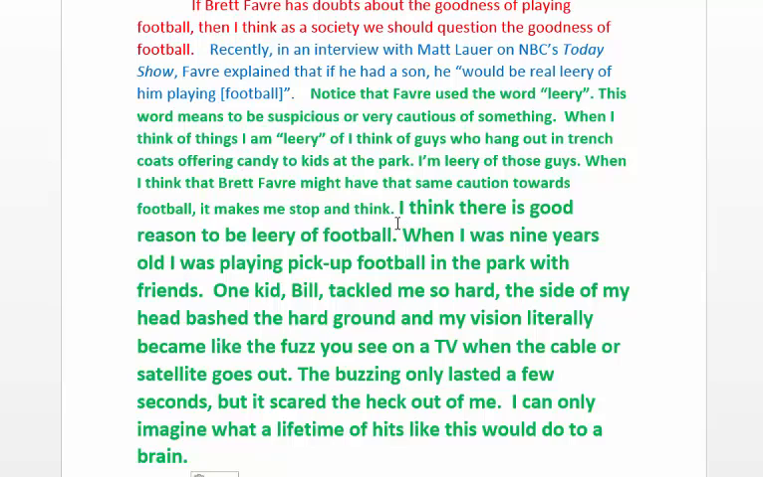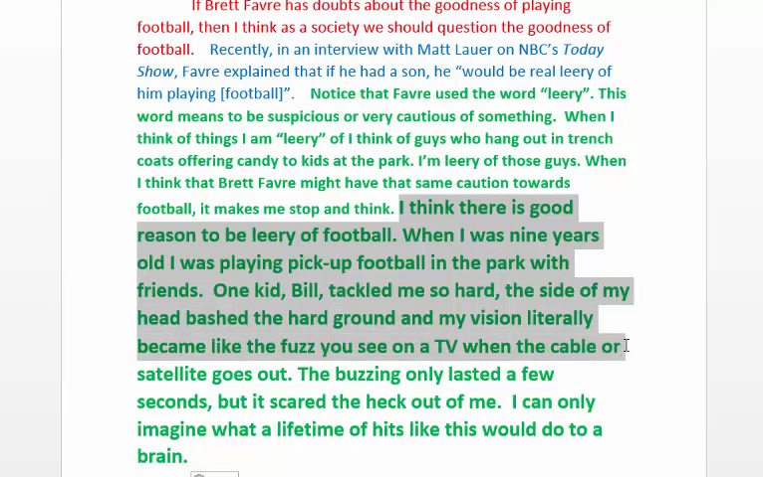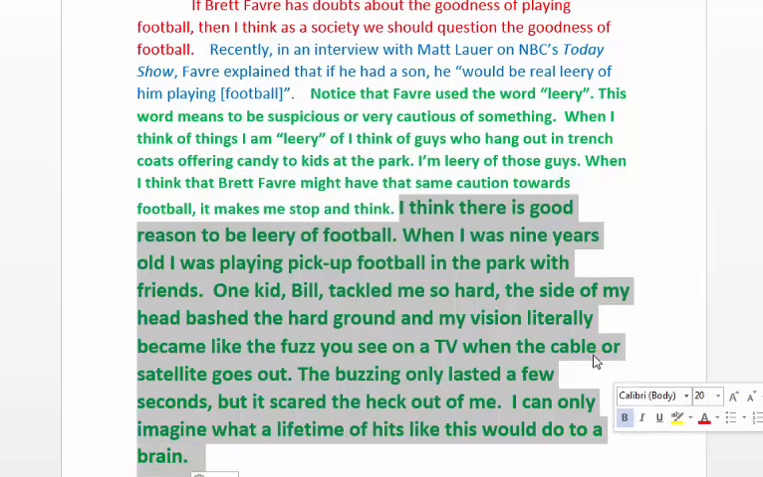I think there is a good reason to be leery of football. When I was 9 years old, I was playing pickup football in the park with my friends. One kid, Bill, tackled me so hard the side of my head bashed the ground, and my vision literally became like the fuzz you see on a TV when the cable or satellite goes out. The buzzing only lasted a few seconds, but it scared the heck out of me. I can only imagine what a lifetime of hits like this would do to a brain.